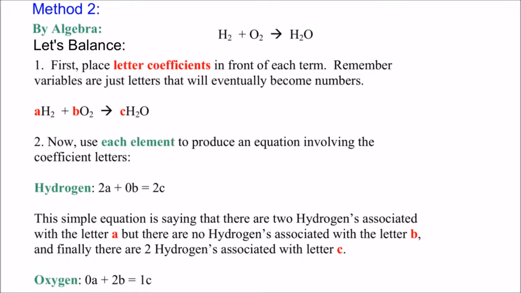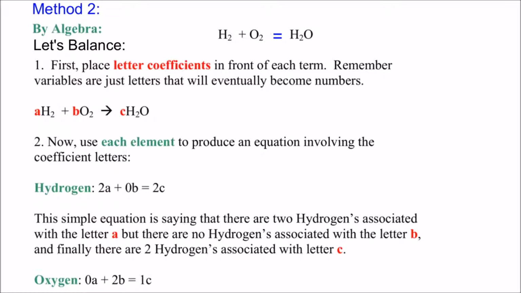We're going to treat this chemical equation just like it's an algebraic equation. And we're going to let this reaction arrow here represent an equal sign. And then we're going to place letter coefficients in front of each term. Now remember, at the end of the problem, once we've balanced everything, there are going to be coefficients in front of each of these compounds and molecules. Even if the coefficient is a 1, it's still going to be a number there.